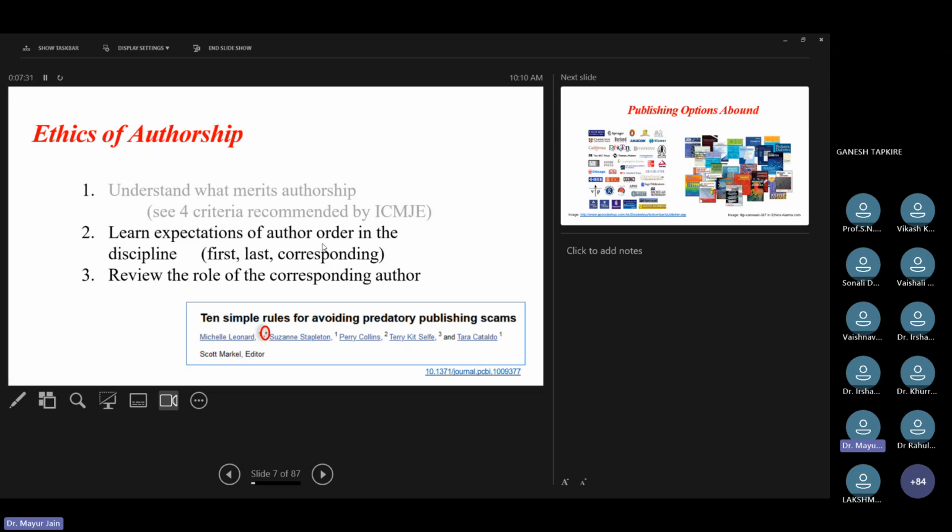Then it comes to learning the expectations of author order in the discipline. You should know who should be the first author, who should be the last author, and who should be the corresponding author, right? Many times for PG or PhD students going for publication, this is very important, because when you apply for a job and you are not the first author, your credibility for the publication will automatically go down. The first author will always have more credibility, and obviously the corresponding author too. The second and third authors will have some credit for that paper.